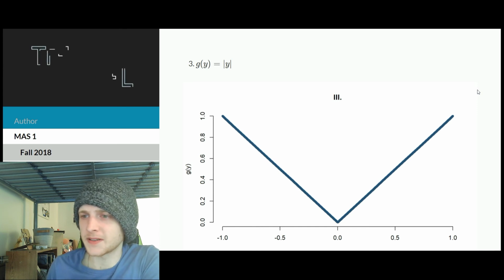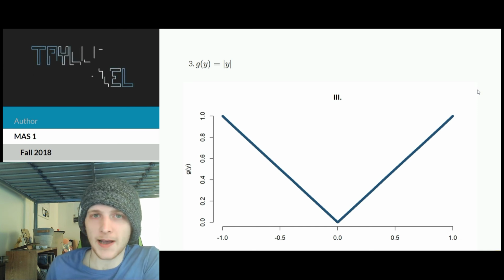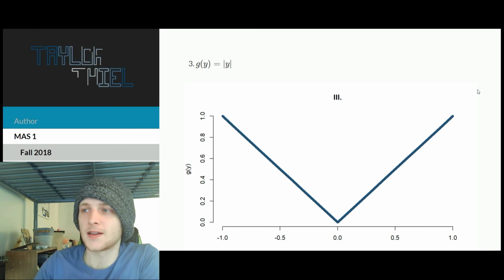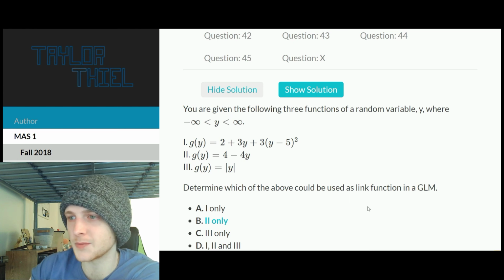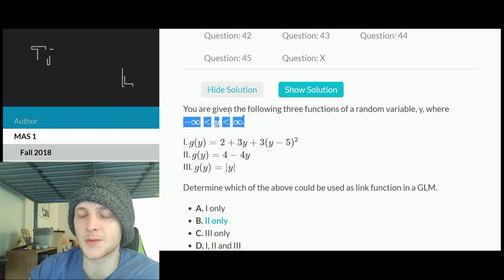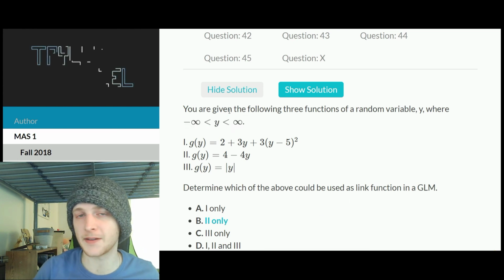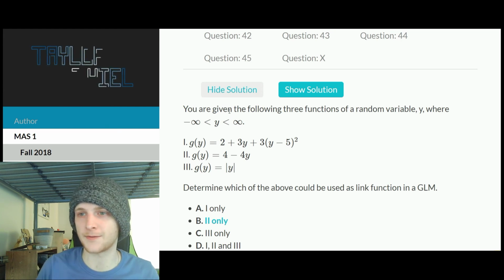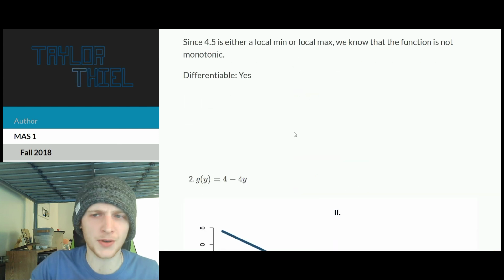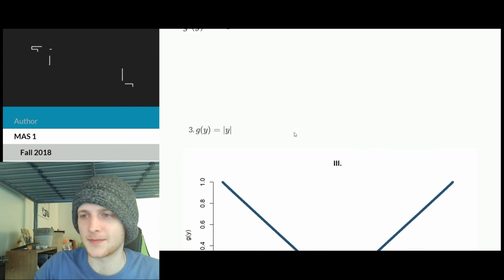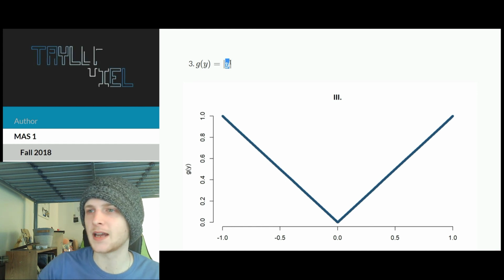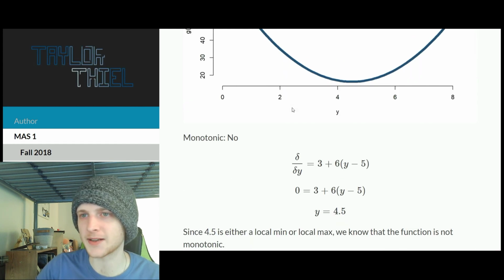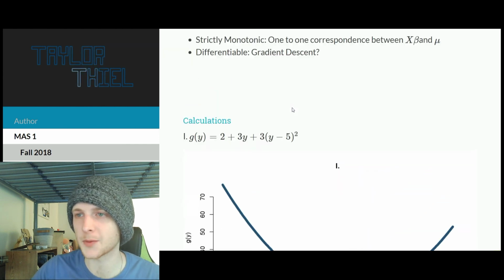Something else I should say: I believe these constraints only apply to the domain of interest. If we scroll back up to the question, we see that our domain is y going from negative infinity to positive infinity. However, if the domain was just from 1 to 2 or something weird like that, I think you could use the absolute value of y. I don't know why you would use the absolute value of y if you're only considering that range, but I believe these constraints only apply to the actual domain that you're working with.